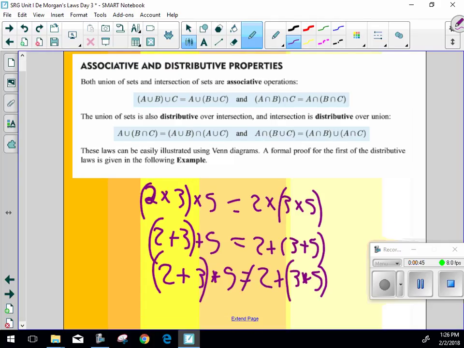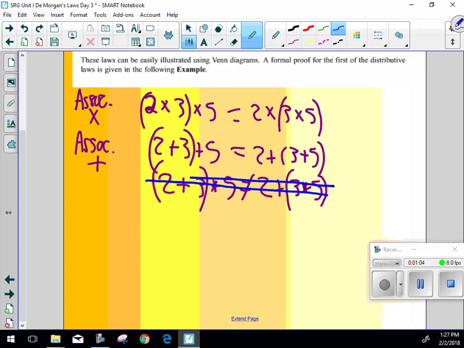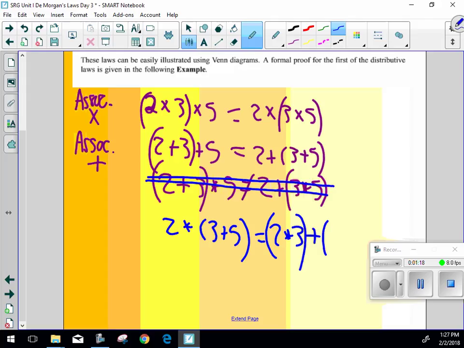No. So this is what we call, and I won't abbreviate it, associative property of multiplication, associative property of addition. And then the other one I'm going to do is not this, because we see that doesn't work, but this does work. 2 times 3 plus 5 is equal to 2 times 3 plus what? 2 times 5. Yeah. This is the distributive property.